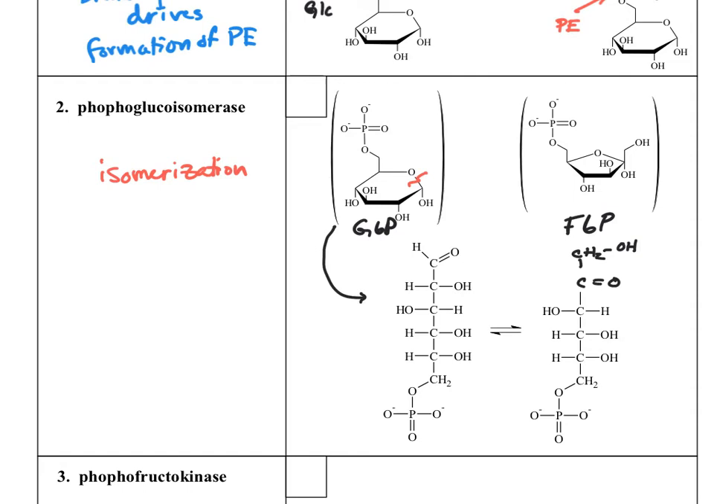Now, at this point, we just need to say a little bit about the chemistry, and all we need to say here is that it's an aldoketo isomerization. That's the chemistry you need to know. We've already seen that in the past.